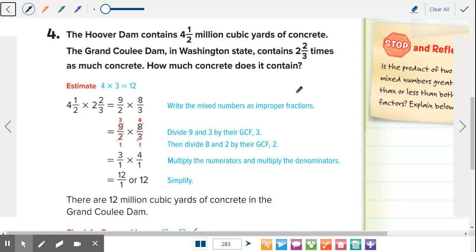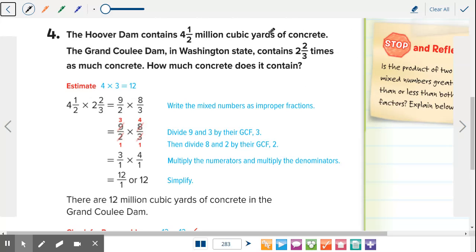Now, the other thing they're going to throw at you is just a story problem. It does not change anything. You're still just multiplying. So like this one, they had 4.5. The Hoover Dam contains 4.5 million cubic yards of concrete. The Grand Coulee Dam in Washington State contains 2 2/3 times as much concrete. How much concrete does it contain?